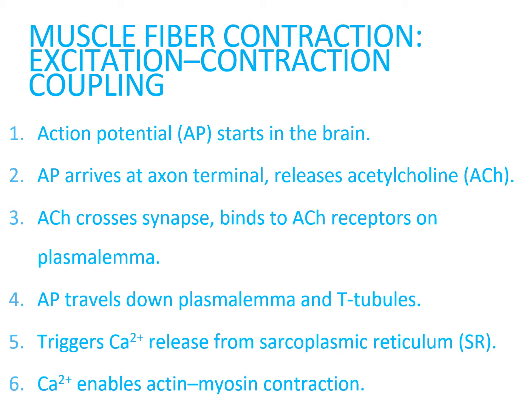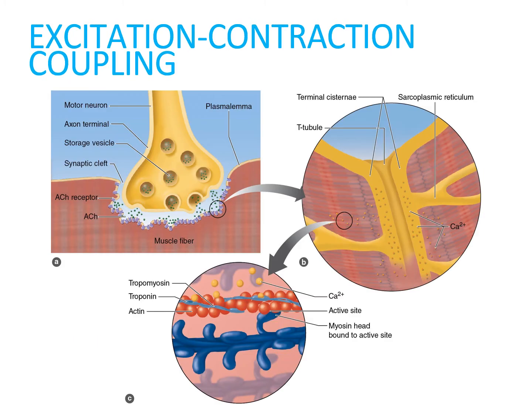Acetylcholine will cross the synapse and bind to an acetylcholine receptor on the plasma lamina. From here, this action potential will travel down the plasma lamina to the T-tubules. Once it reaches the T-tubules, this is going to trigger a release of calcium ions from the sarcoplasmic reticulum. These calcium ions will enable actin-myosin contraction and start the sliding filament theory, which we'll discuss in a minute. This is going to be a visual representation of excitation-contraction coupling.